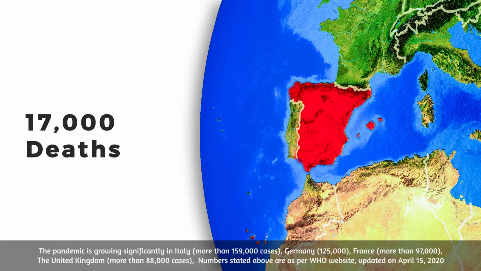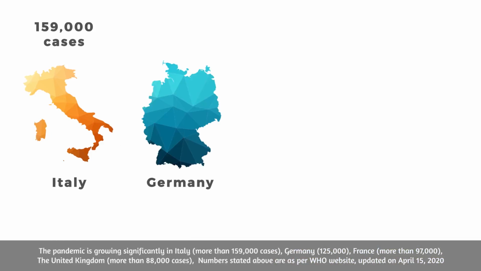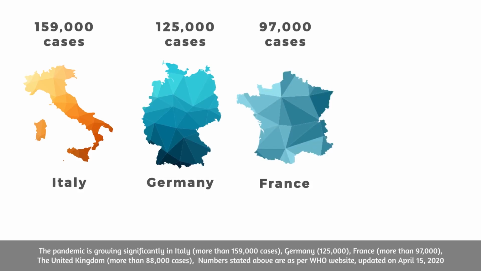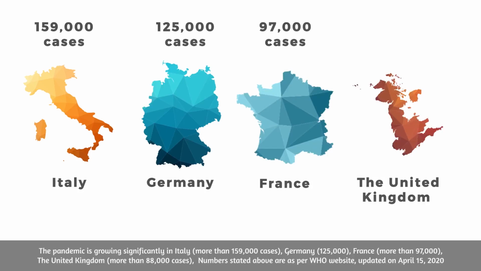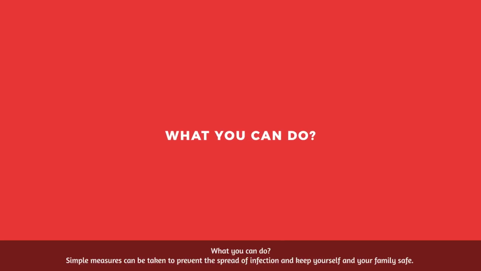The pandemic is growing significantly in Italy, more than 159,000 cases, Germany, 125,000, France, more than 97,000, and the United Kingdom, more than 88,000 cases. Numbers stated above are as per the World Health Organization website, updated on April 15, 2020, 2 a.m. CEST. What you can do?